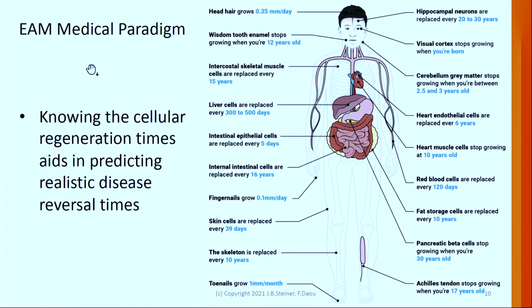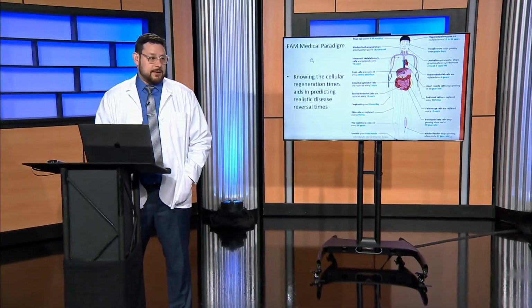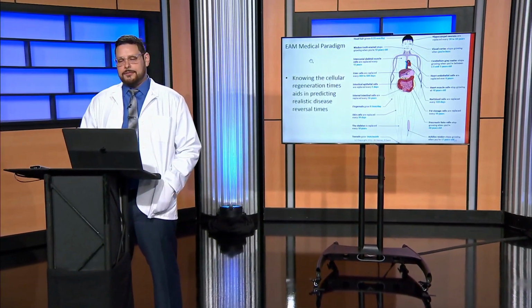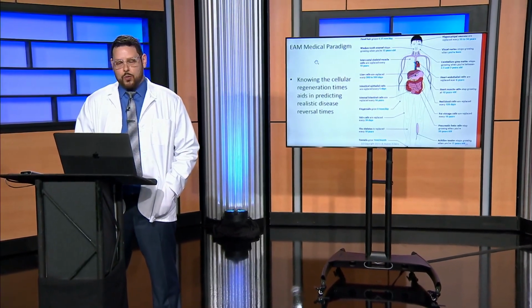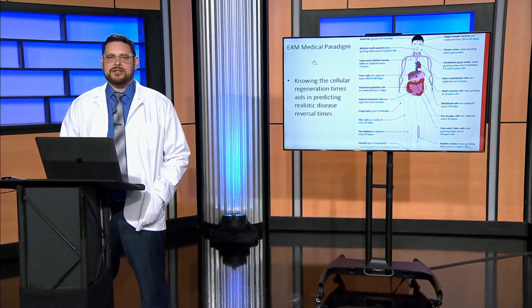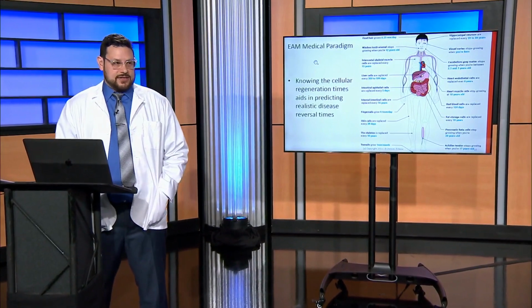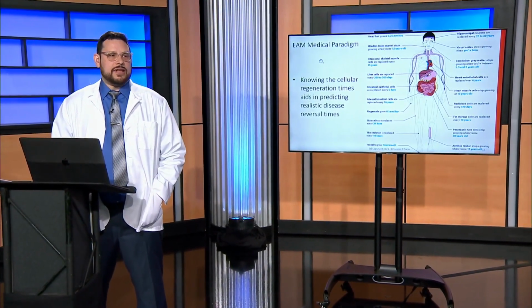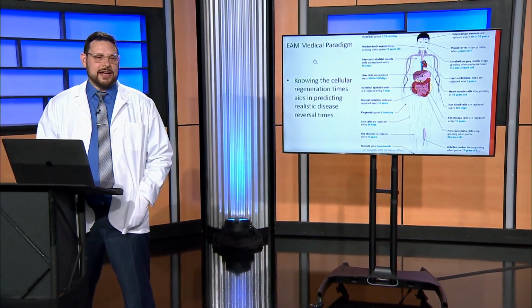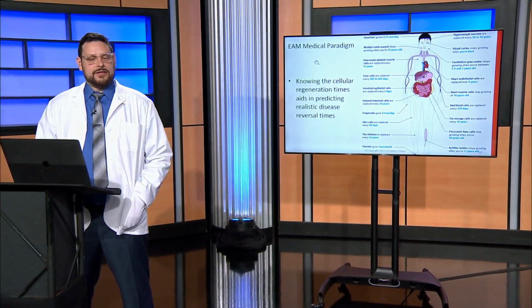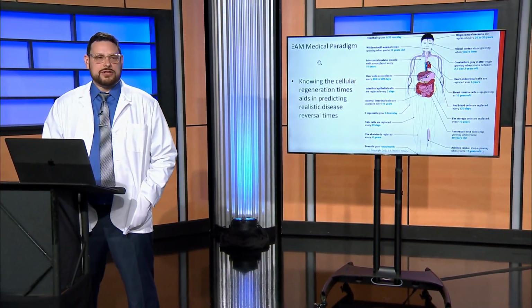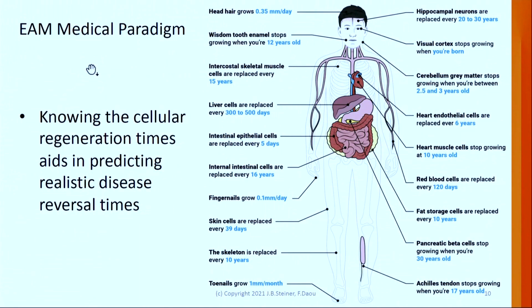If somebody has heartburn or a stomach ulcer, well, you know that once you correct the patient's disease, those cells will start to regenerate, and you know that it's only 5 days for the inner lining of the stomach to regenerate. So stomach issues, once you fix all the problems, are one of the faster things to help our patients with.